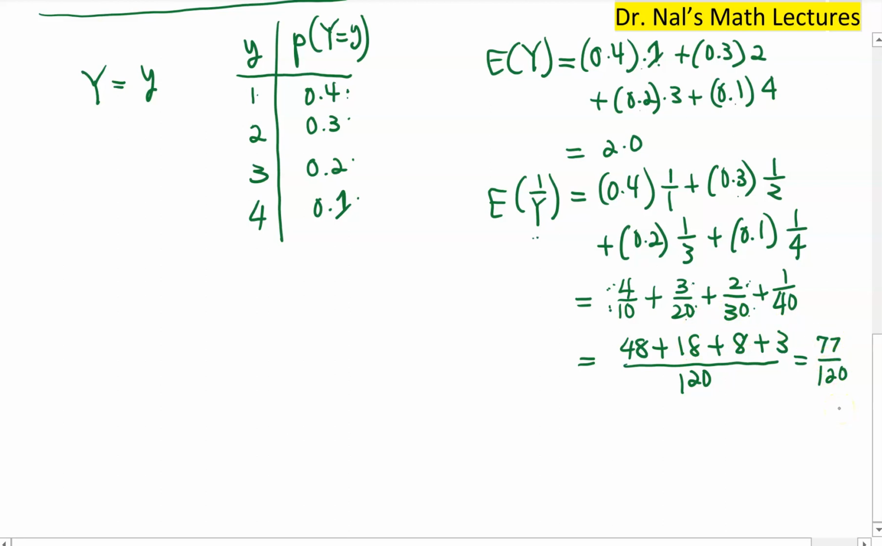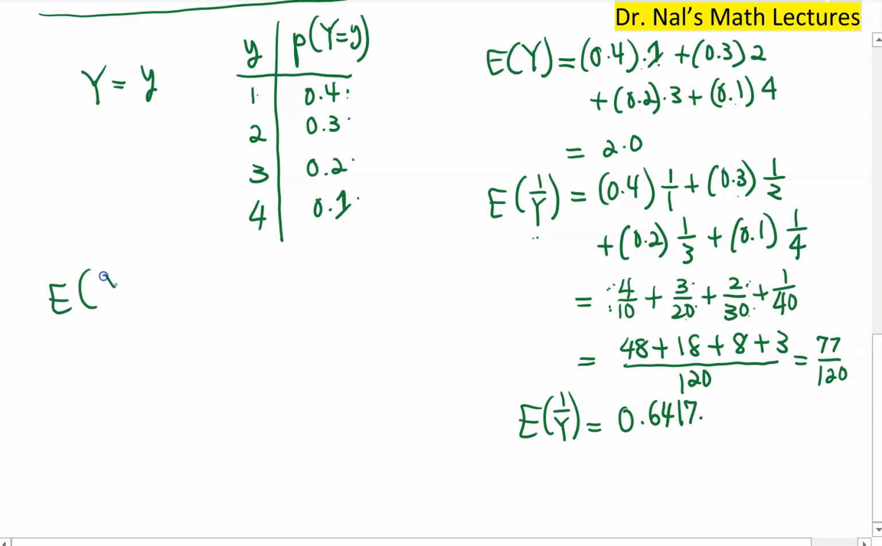At this step, we can even find an approximate answer to that. Let me use my calculator here. So we would get 77 divided by 120, which is 0.64167. So the expected value of 1 over y, so that's a different random variable, is 0.6417. There you go.